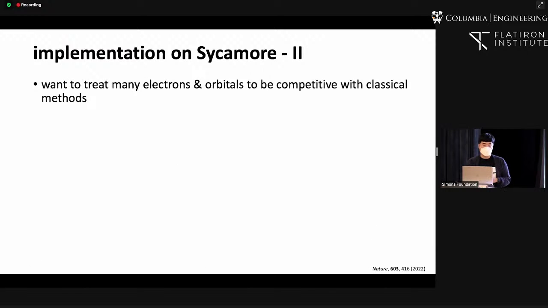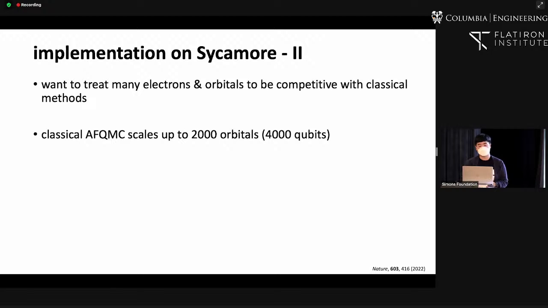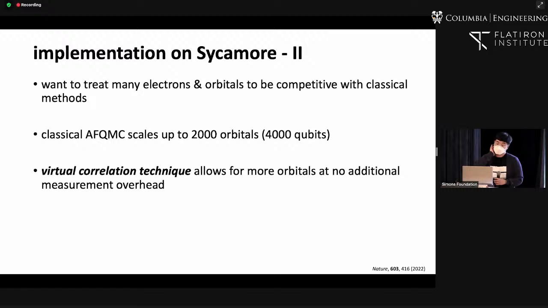We want to treat many electrons and orbitals to be competitive with classical methods. We don't want to be running calculations that can be done on your laptop by the end of this sentence anymore. So we want to really make sure that we can do lots of electrons and orbitals. Classical AFQMC can scale up to 2,000 orbitals that would correspond to 4,000 qubits, which we can't really afford to do at the moment. So we have this technique known as virtual correlation technique, which allows for a lot more orbitals and electrons at no additional measurement overhead.